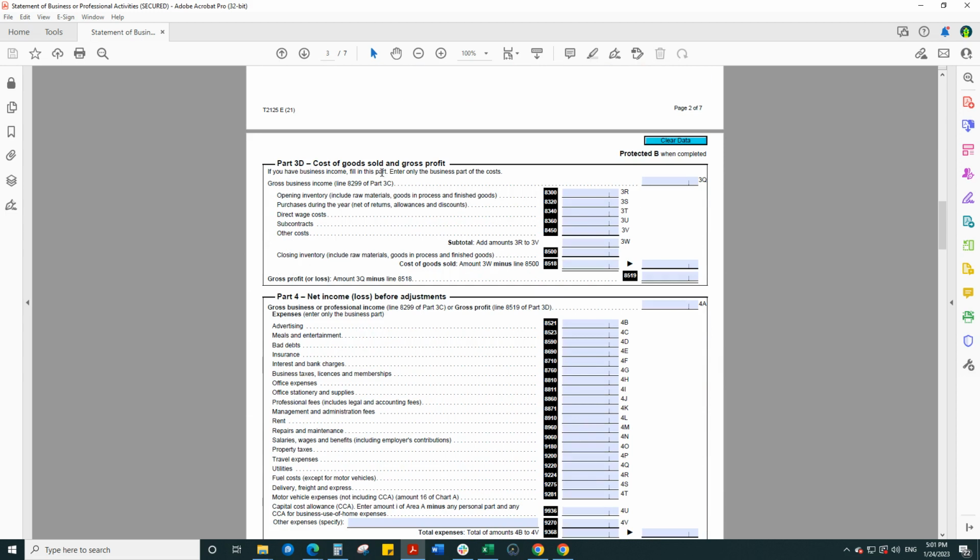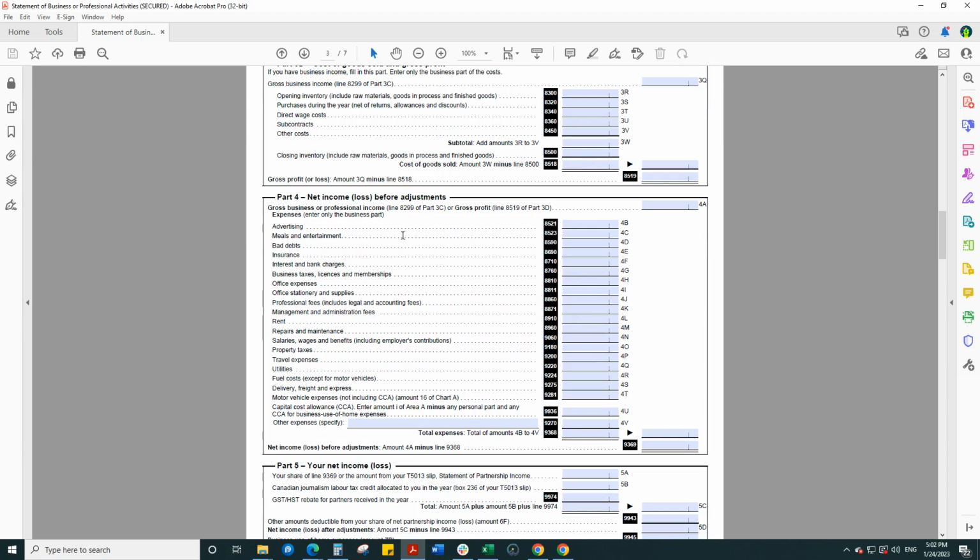So starting with cost of goods sold. So, you've got your gross business income here, and then you've got less cost of goods sold. So, in my example of shoes, maybe I started the year with 0 shoes, and then I bought some shoes, and then I ended the year with, say I bought $1,000 in shoes, and I ended the year with $500 in shoes. So then my cost of goods sold would be 1,000 minus 500. So I'm looking at $500 in cost of goods sold. Anyway, so we've got your gross sales minus your cost of goods sold. It could also include direct wage costs, subcontracts, et cetera. Then you've got your gross profit.